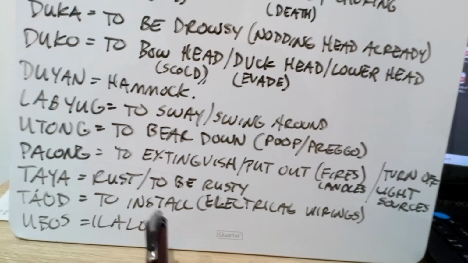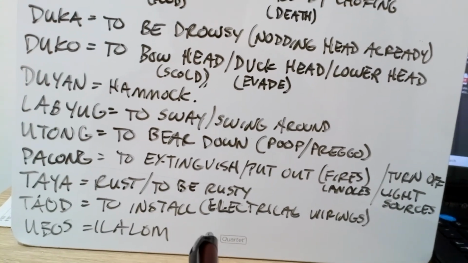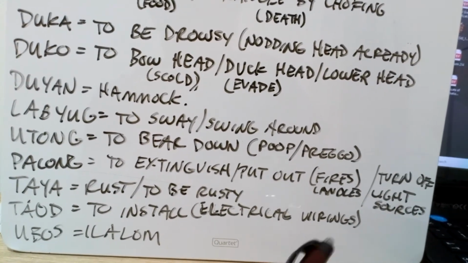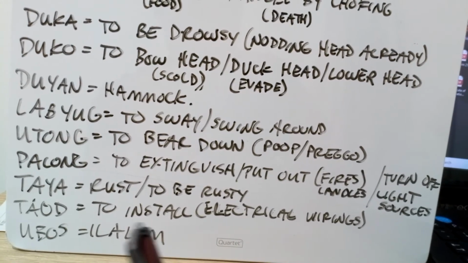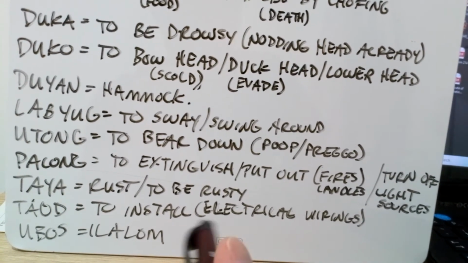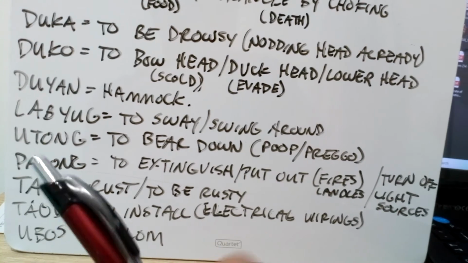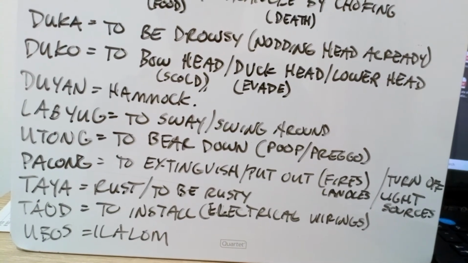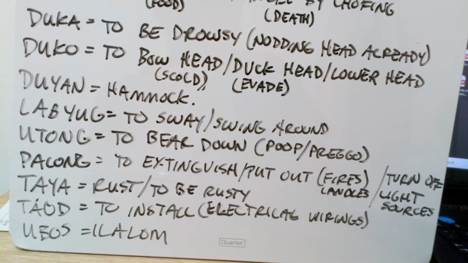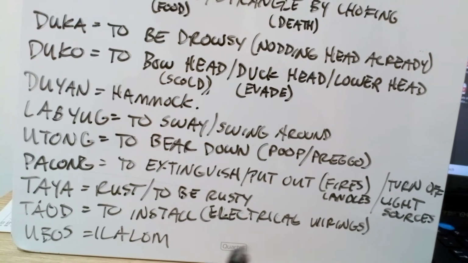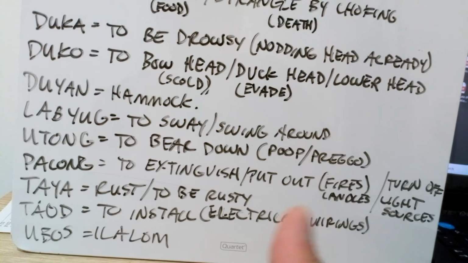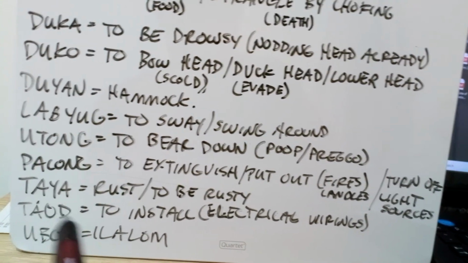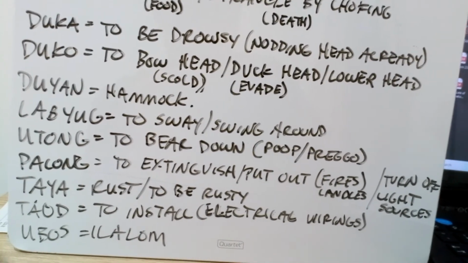Taod means to install, like electrical wirings. Now, usually this means to install electrical things, electrical objects, right? Electronics, right? It means just to install, like you're going to install a wireless router, you're going to install and put the wirings so they're out of the way, you're going to install other electronic stuff around the house. Taod is the specific verb for that.